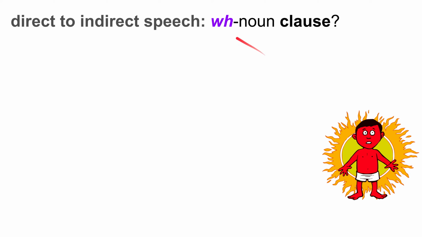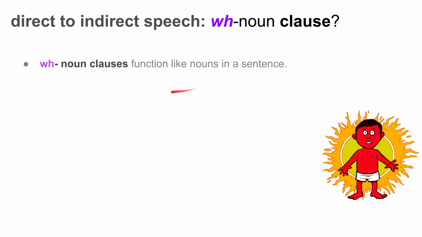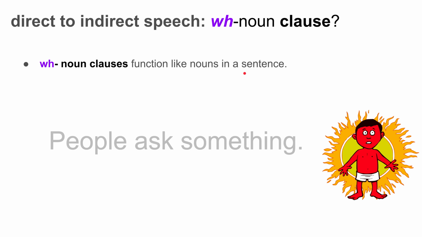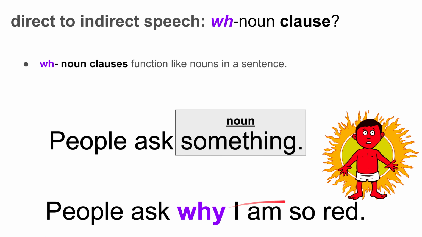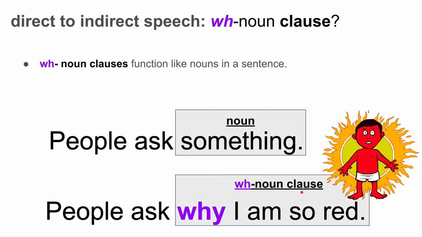Moving forward now, let's talk about wh-noun clauses. Wh-noun clauses function like nouns in a sentence. Example, people ask something. Here, something is a noun. I can replace something with the wh-noun clause. People ask why I am so red. Here, the wh-noun clause is why I am so red. You can see that I replaced something with the wh-noun clause, and you can see how a wh-noun clause functions like a noun.